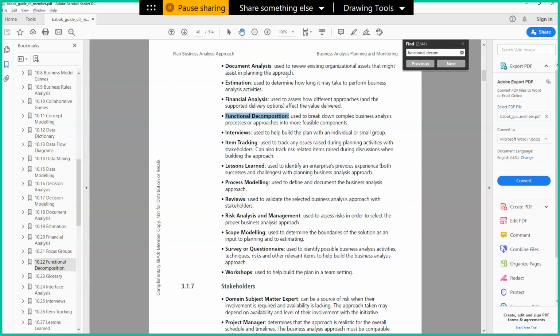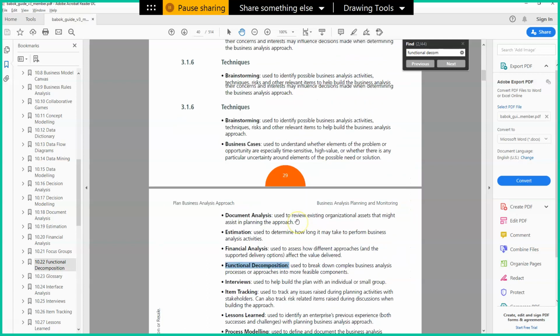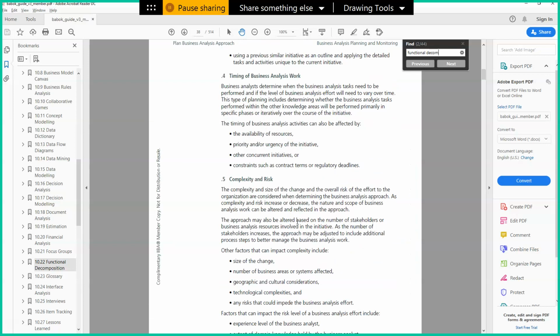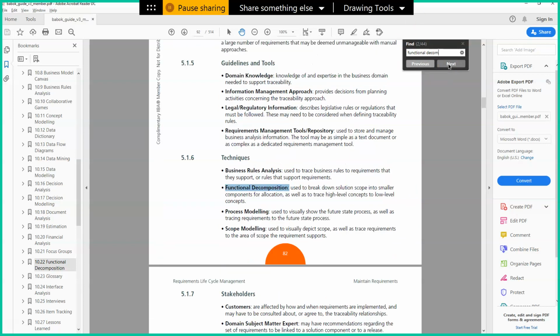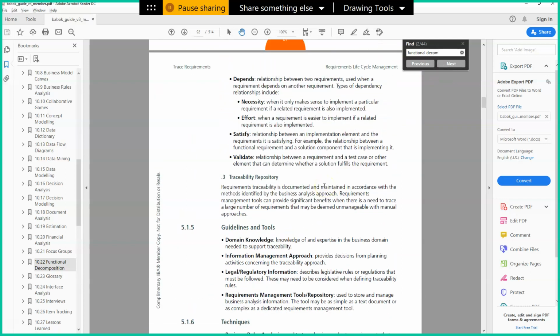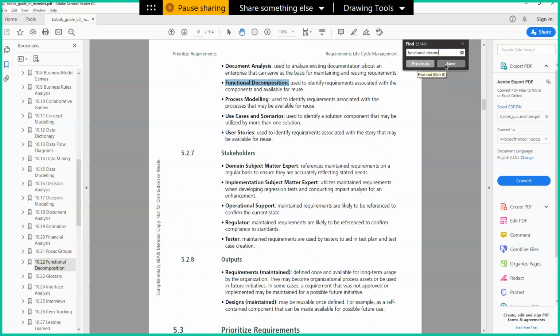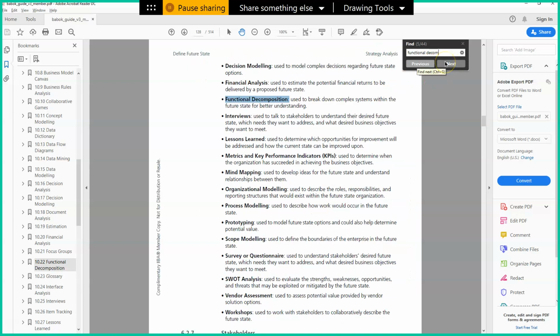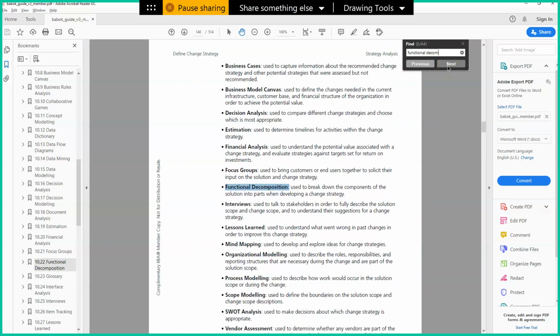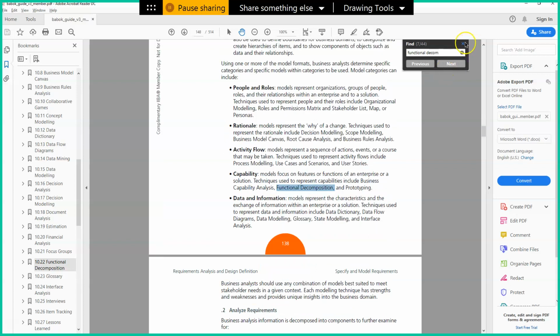All right. So it's in the business analysis planning and monitoring section, which is where you just saw it. It is also in requirements lifecycle management under trace requirements, and in prioritize requirements. And it's in analyze current state and future state of strategy analysis. It's in define change strategy. Do you see? That's why I was taking you through the natural flow of something.